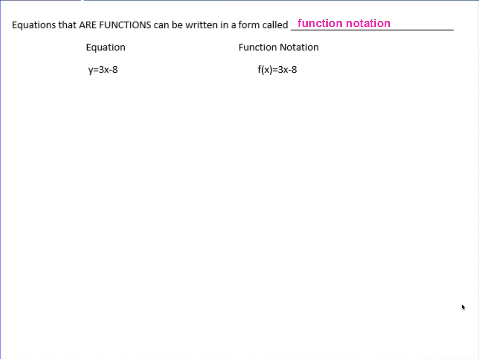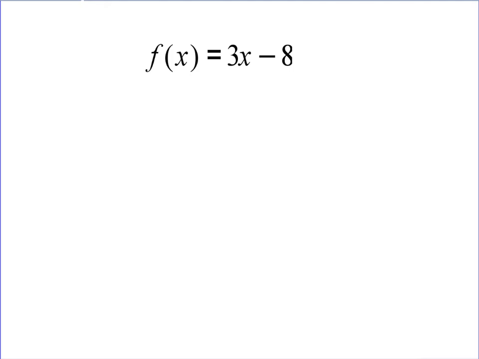Alright, remember I said we could also use an equation to write a relation, and if we have a function written in an equation, we can also write it in another form called function notation. So this here would be an equation form, y equals 3x minus 8. And then in function notation, it becomes f(x), and we read that as f of x. So f(x) = 3x - 8. So we're going to look at that a little closer and break it down. This is function notation.